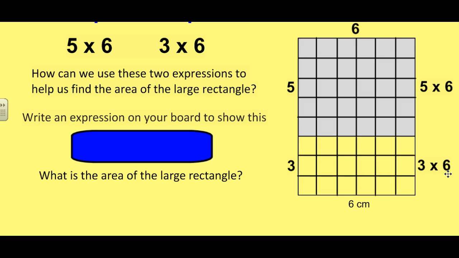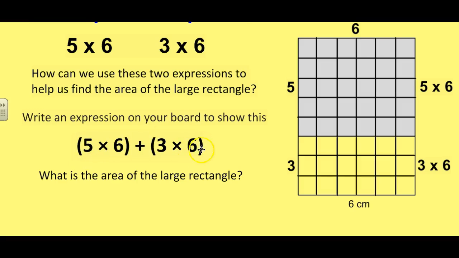So now we're going to have to write these two expressions to help us find the area of the larger rectangle. And whenever we're working with the distributive property, the two problems that we're working on, we usually have them in parentheses, and then we have a plus symbol in between those two parentheses because we know that we're going to have to add the answer to those two equations together. So on your piece of paper, I want you to write this equation because this is the equation that we're going to have to work with to help us solve the area of the large rectangle. So we're writing 5 times 6 plus 3 times 6, and you're putting those two equations in parentheses, and they're going to help us find the area of the large rectangle.